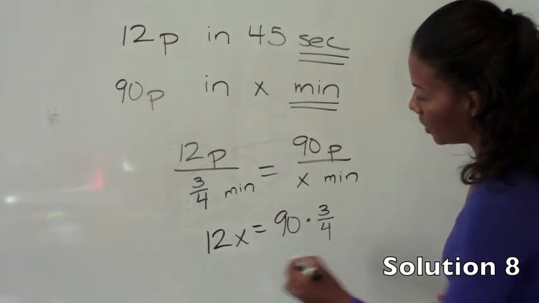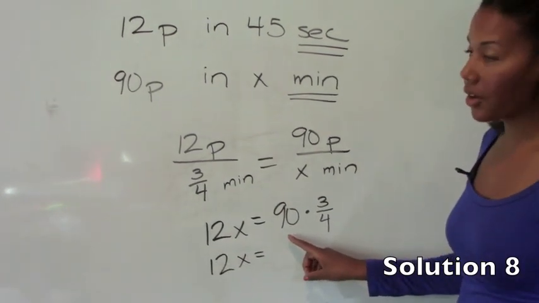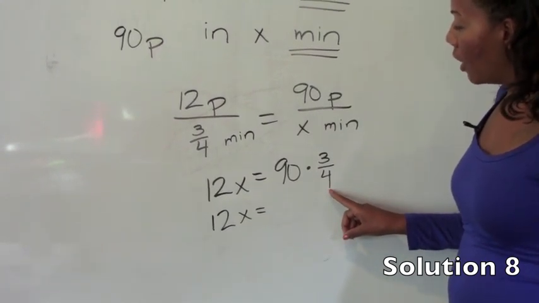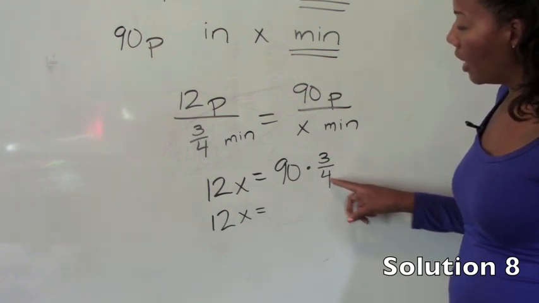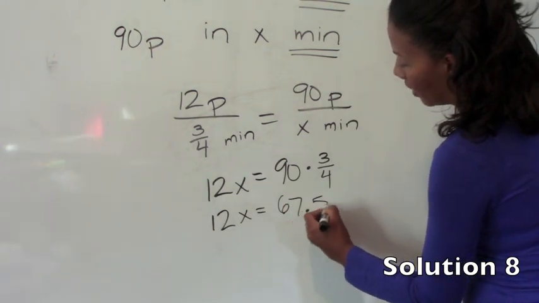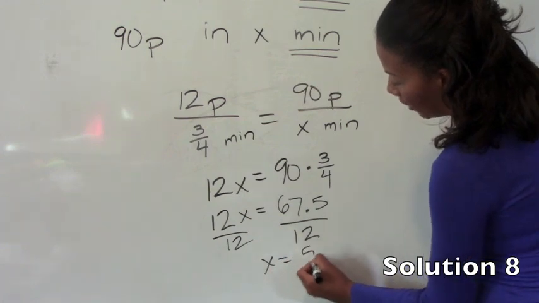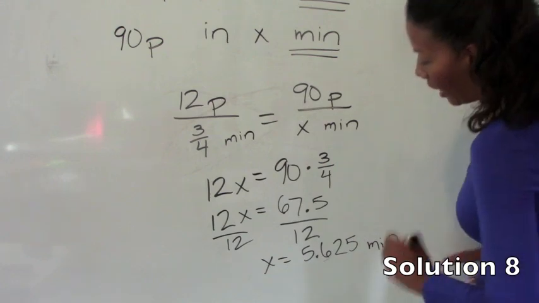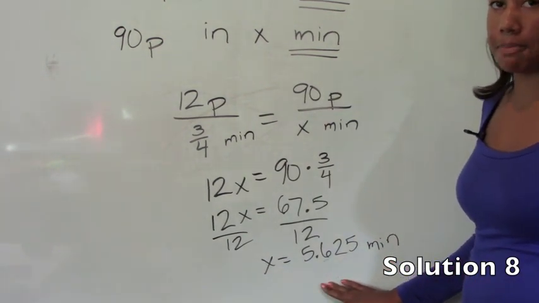Okay? What you want to do here is simplify the right side. 90 times 3/4. In your calculator, you can say 90 times 0.75, or you can do the 3/4 first. Simply do 3 divided by 4 and then multiply by 90, and you will get 67.5. And then you need to divide both sides by 12. You get x equals 5.625. And remember that this is in minutes. And we are asked to round to the nearest minute, which will be 6 minutes, so the answer is B.